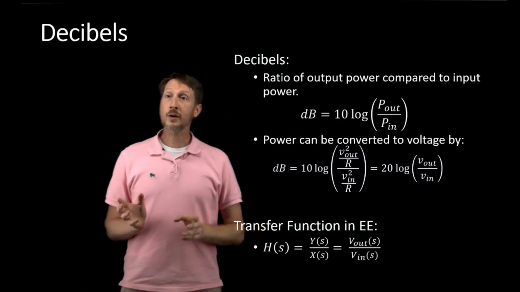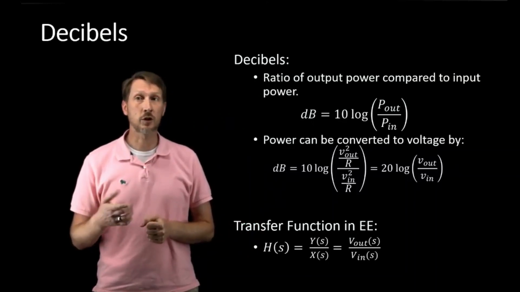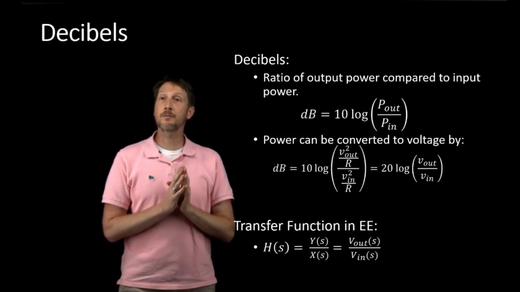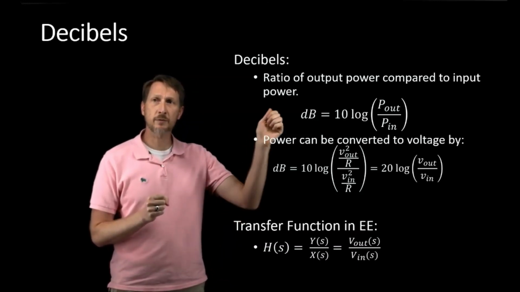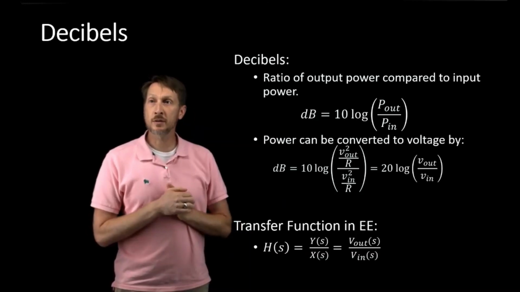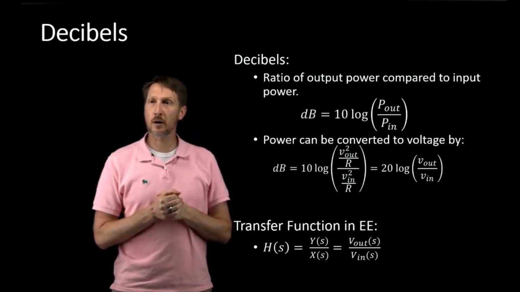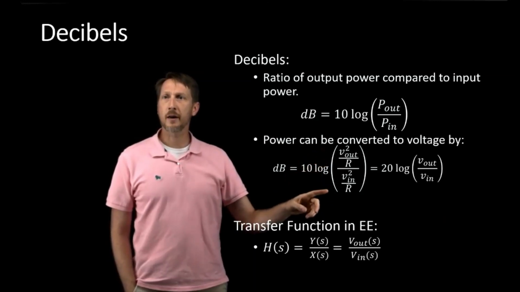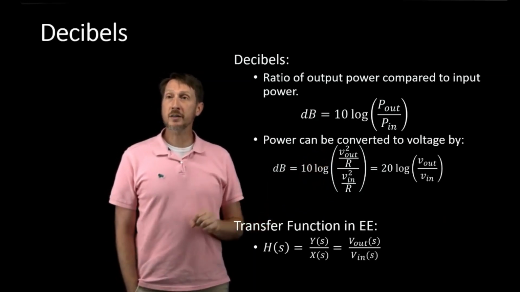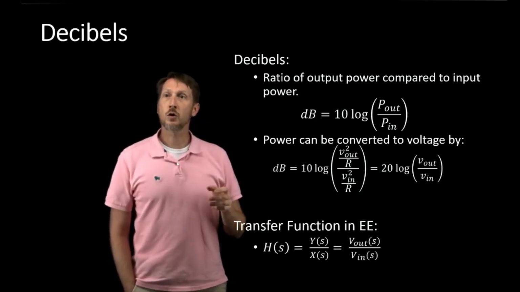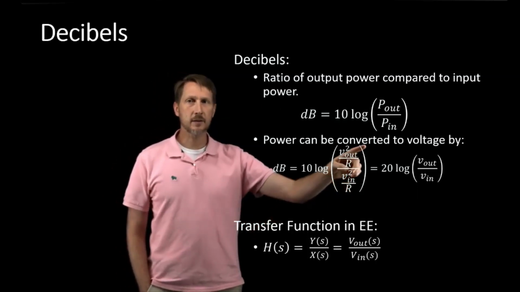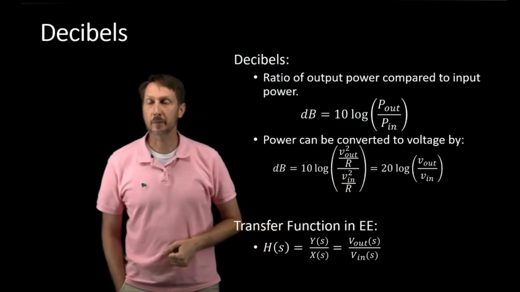However, oftentimes for our transfer functions in ECE or electrical engineering, we want to compare the voltages. So H of S is often the output voltage compared to the input voltage. In order to get that, we need to convert this equation from power to voltage. We can use the substitution: power is equal to V squared over R. If we do that, we can see in this equation now we have V out squared divided by R divided by V in squared divided by R. The two R's cancel, which is going to leave us with the squared term. So now we have V out divided by V in quantity squared. We can pull the squared outside of the logarithm, and that becomes a multiplication by 2, giving us now 20 log of V out divided by V in.